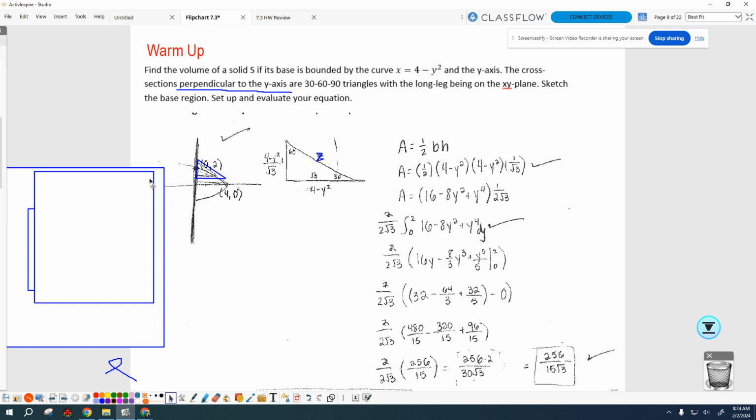Something on there will be find the volume of this weird shape. Questions about this one? Still looking? Sophie, it looks like you have a question, but you're not asking.